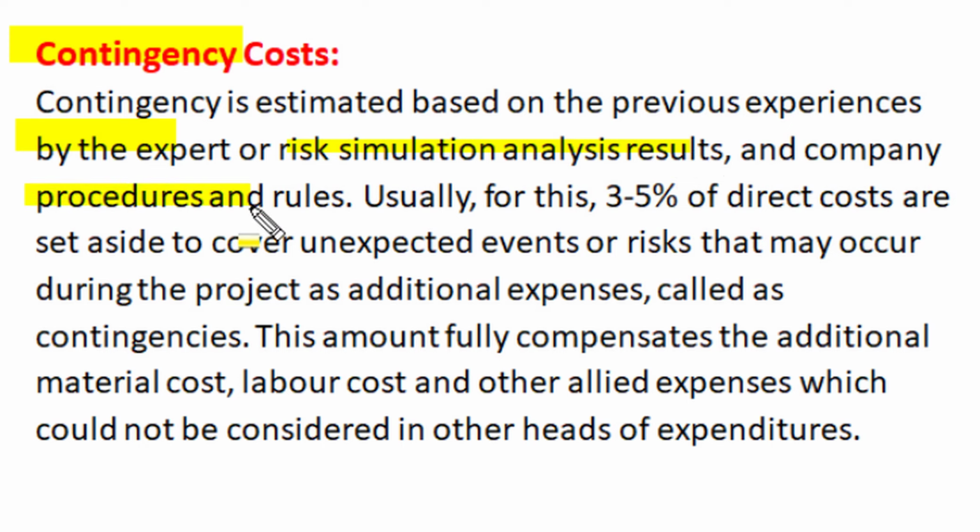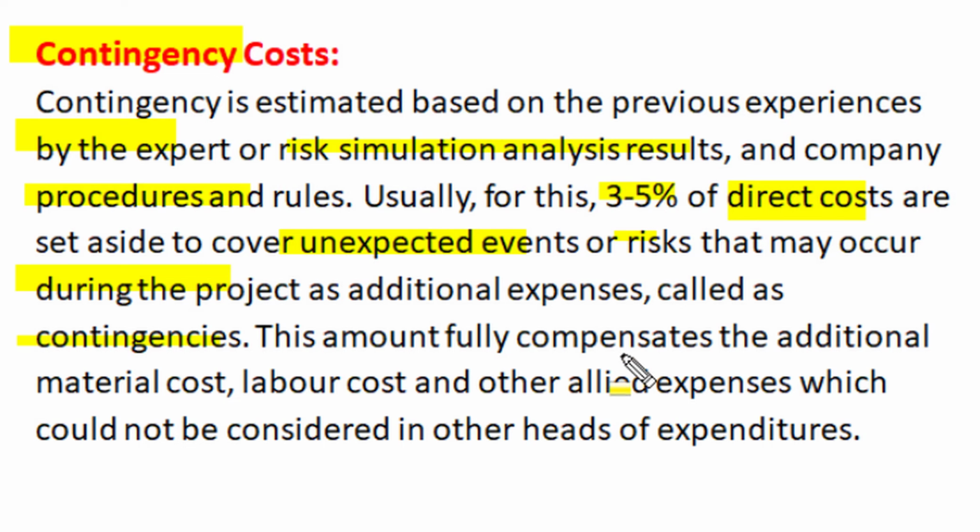Usually, for such contingency cost, 3 to 5% of the summation of all direct costs is set aside to cover those unexpected events or risks that may occur during the project accomplishment, as additional expenses called contingencies. Now this 3 to 5% of direct cost amount is sufficient to fully compensate the additional material cost, labor rates and other allied expenses which could not be considered under any other direct or indirect cost expenditure head.